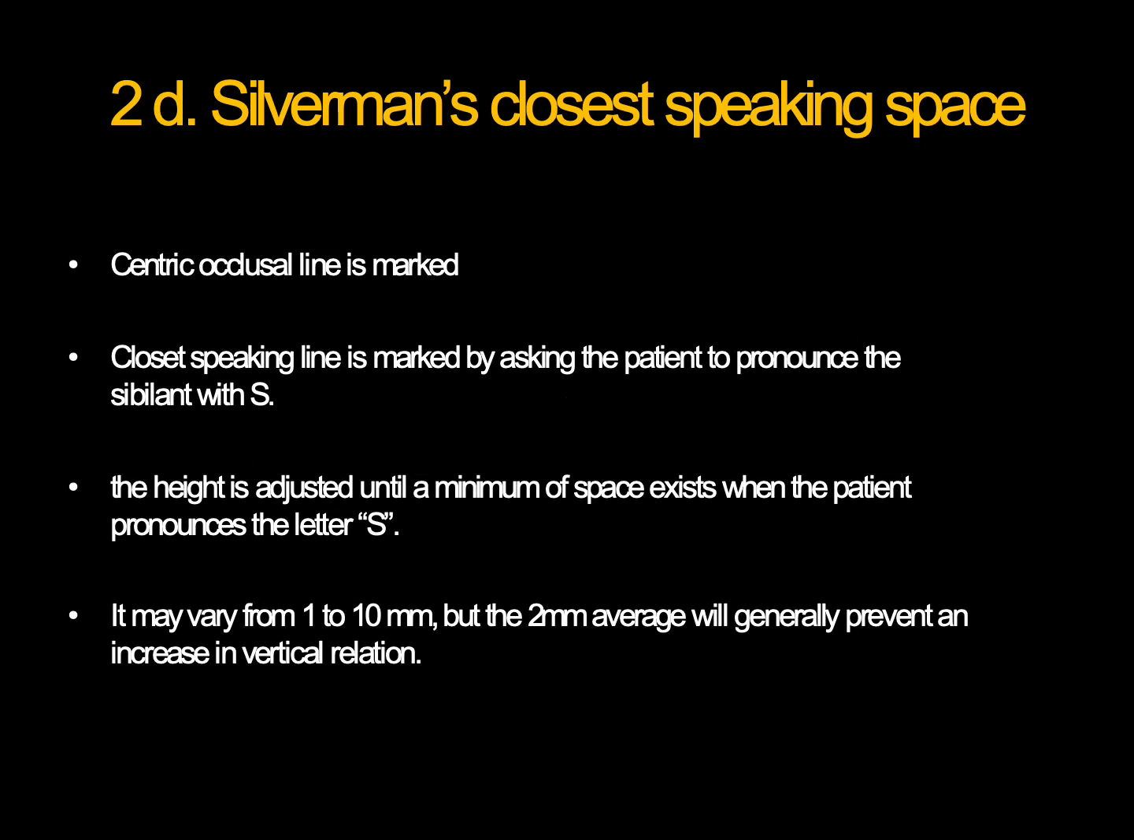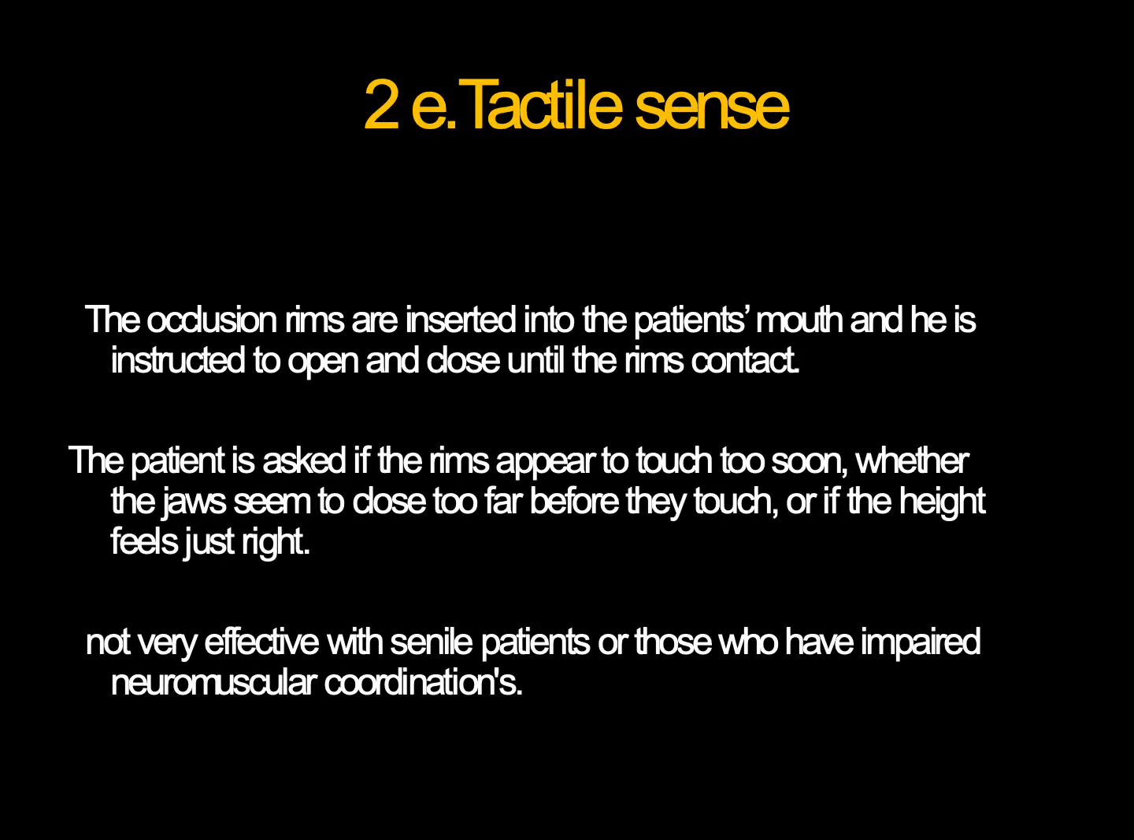For this technique, the centric occlusal line is marked. The closest speaking line is marked by asking the patient to pronounce sibilant sounds like S. The height is adjusted until a minimum of space exists when the patient pronounces the letter S. It may vary from 1 to 10 mm, but usually an average of 2 mm is used to prevent an increase in vertical dimension.